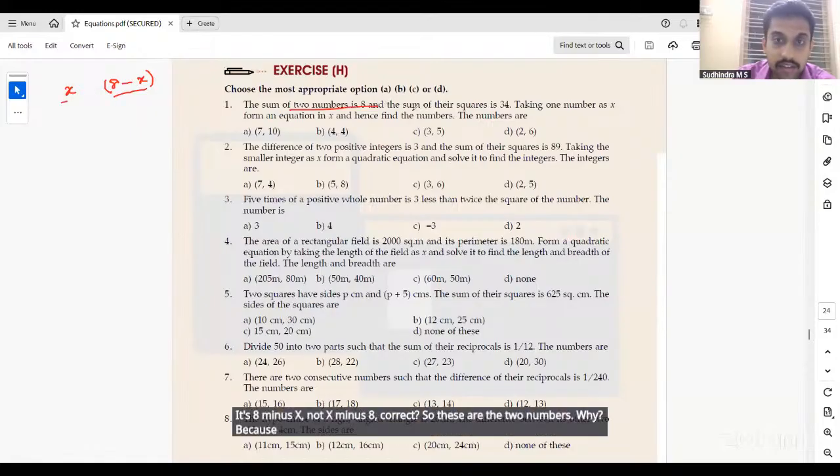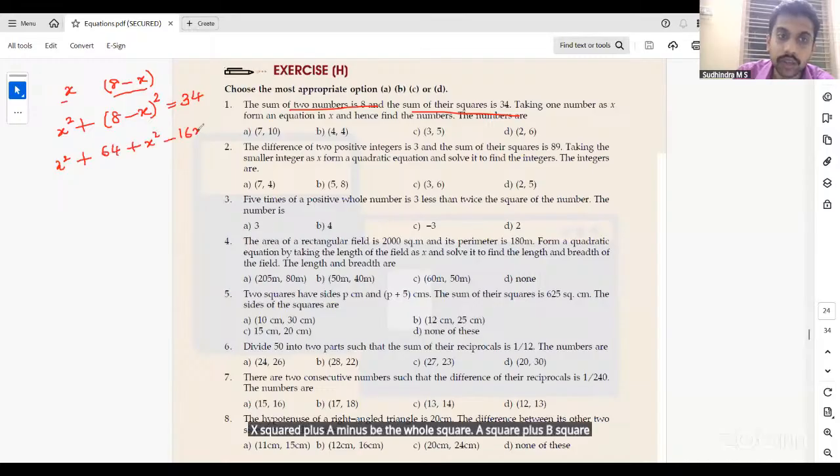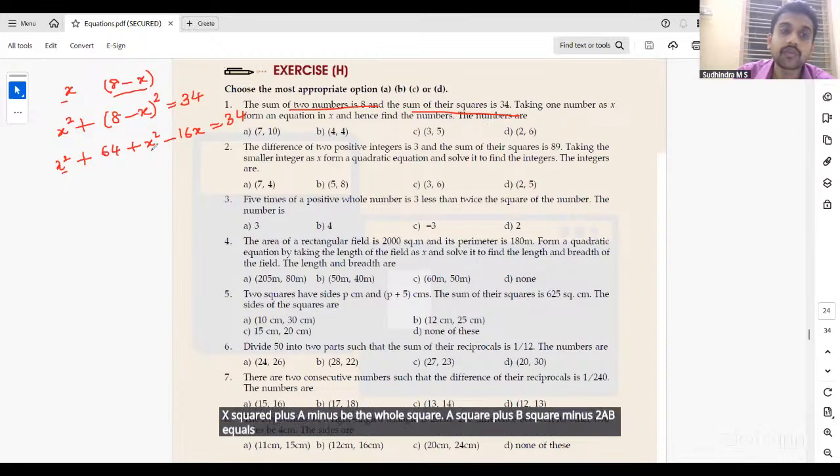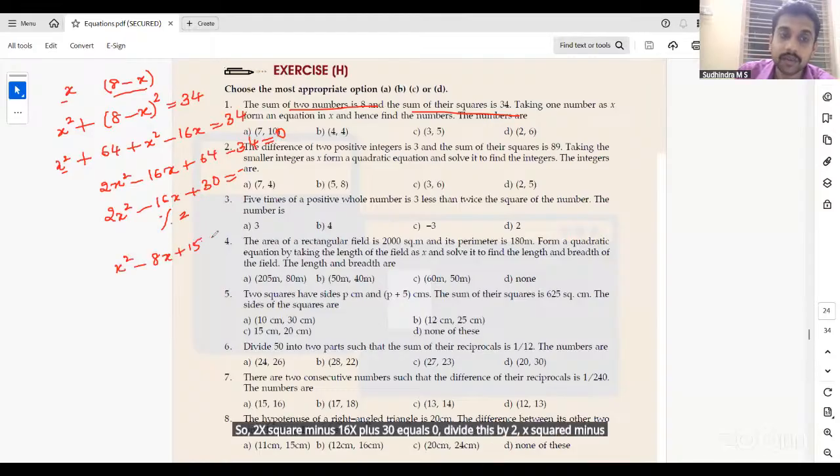Why? Because sum is 8. Sum of their squares. x square plus (8 minus x) the whole square equals 34. x square plus (a minus b) the whole square: a square plus b square minus 2ab equals 34. x square plus x square is 2x square minus 16x plus 64 minus 34 equals 0. So 2x square minus 16x plus 30 equals 0. Divide this by 2. x square minus 8x plus 15 equals 0.